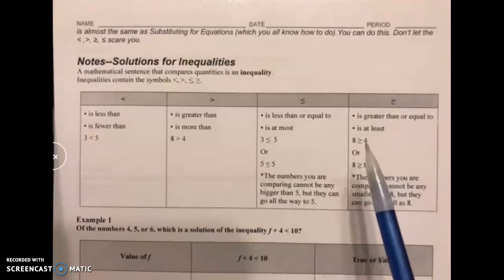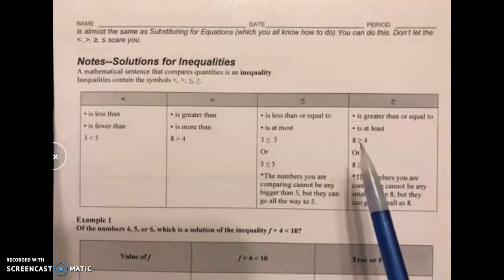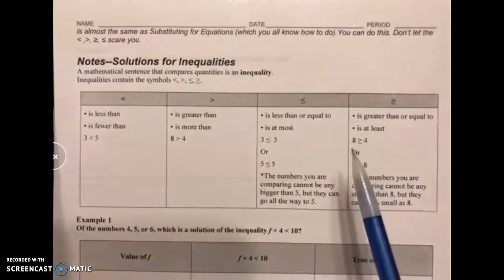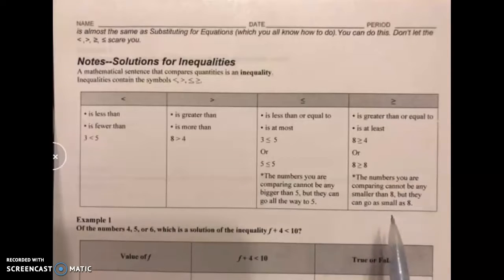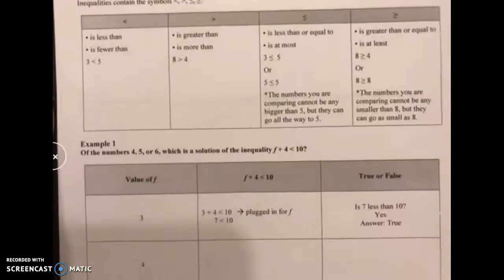So it's greater than or equal to, or at the very least. So 8 is greater than or equal to 4. That is a true statement. 8 is greater than 4, or 8 is greater than or equal to 8. So the numbers that you're comparing cannot be any smaller than 8, but they can go as small as 8. Okay, so we're going to determine what some of these are and if they're going to be true.